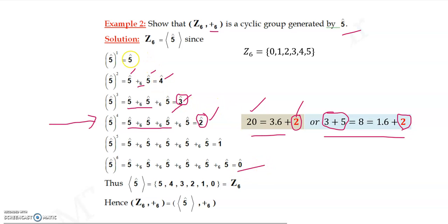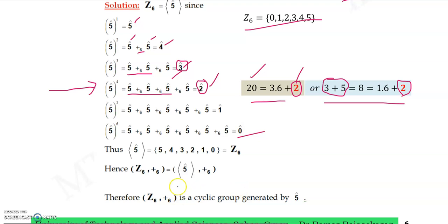Now you list the elements. 5 power 1, what are you getting? 5, 4, 3, 2, 1, 0. You write: the number 5 generates 5, 4, 3, 2, 1, 0. This is nothing but equal to your set, that is Z6.